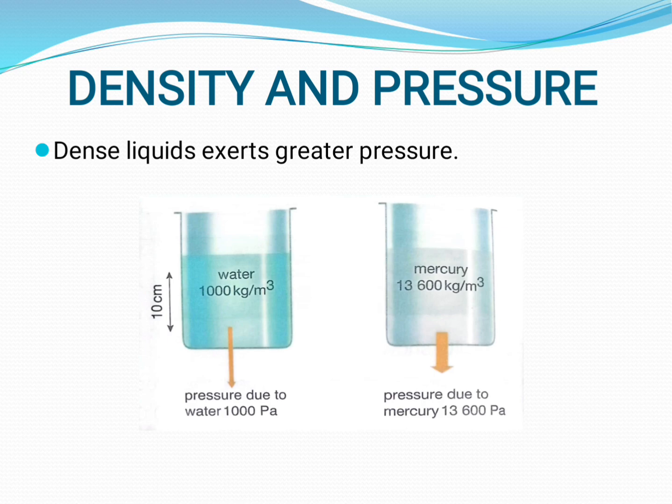The density of mercury is 13,600 kg per cubic meter as compared to the density of water, which is 1000 kg per cubic meter. And the pressure exerted by the mercury is 13,600 pascal and the pressure exerted by water is 1000 pascals. It means mercury is denser, so it exerts greater pressure as compared to the water.